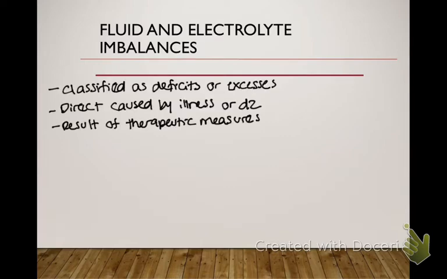So fluid and electrolyte imbalances are classified as deficits or excesses. They're directly caused by some kind of illness or disease, so a burn, where there's a massive fluid shift, or heart failure. And they can be a result of therapeutic measures. Sometimes we're treating them and we give them IV fluid or diuretics and we cause the fluid excess or the fluid deficit. So it's always some kind of deficit or excess, and it's either caused by illness or disease, or we do it.